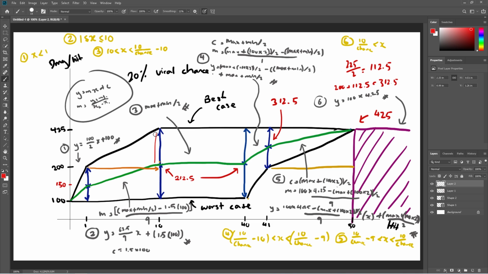So we have this part of the slope over here, and after that the average is going to be the same, because the worst case scenario and the best case scenario is going to be a straight line. So anything between 10 and 10 divided by the chance, minus 10, which is the total number of hits you need to reach the maximum stacks, minus 10, because this part takes a different calculation, and this part also takes 10 hits.